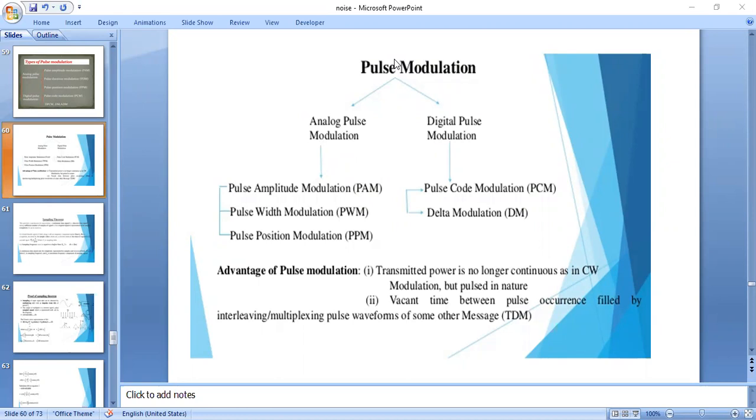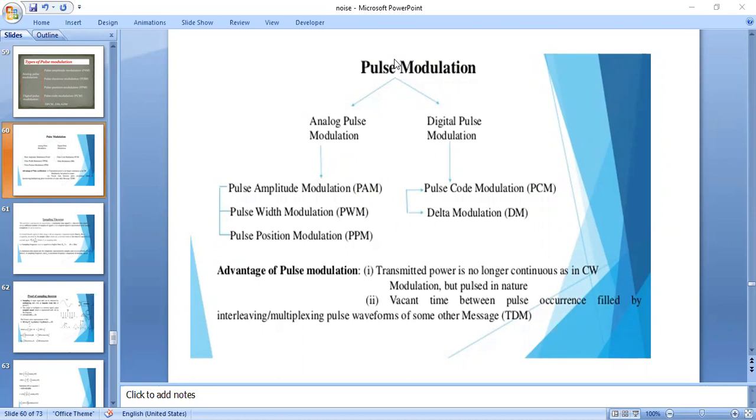In previous classes, we discussed the noise topic. We discussed the noise types, and the noise calculations in amplitude modulation systems and in angle modulation systems. In previous classes, we discussed these two topics.